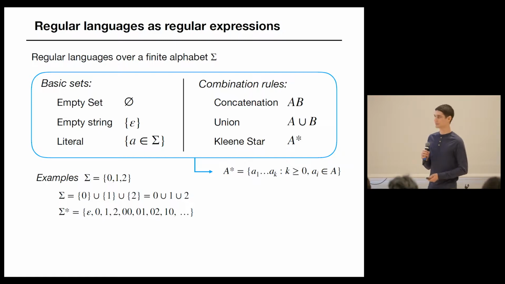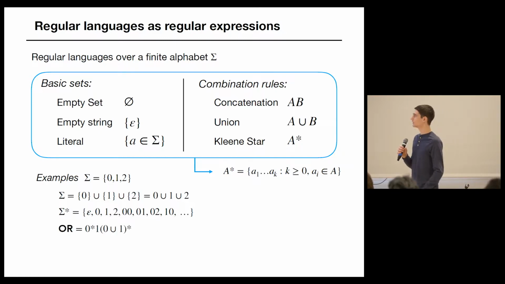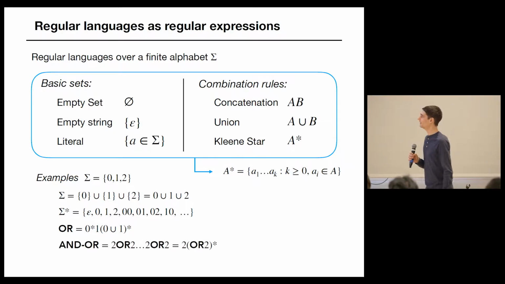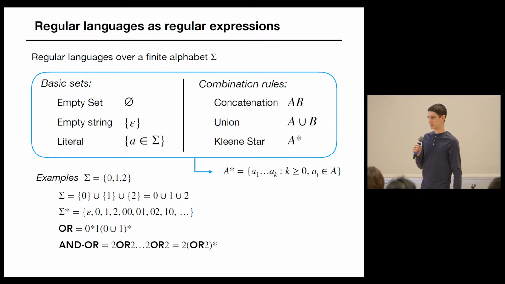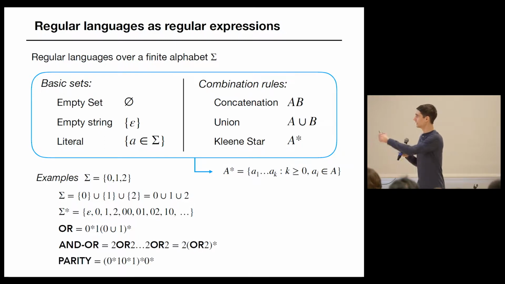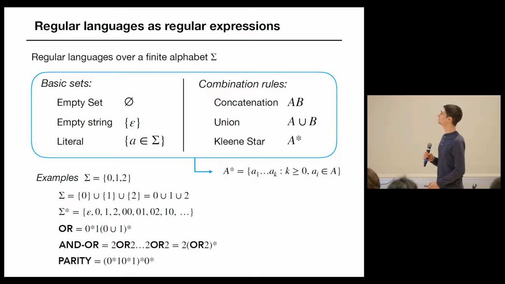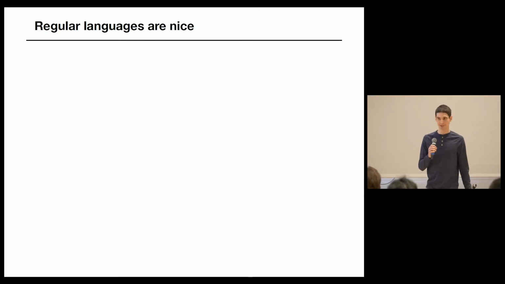Of course, you can do more complicated things as well. You can express the OR function, so you can see as many zeros as you want, but at some point you need to see a 1 for that to be in the language, and then you can see whatever else you want. Slightly more complicated is this AND-OR function. This is why we introduced this 2 here. We have 2's in our language, which sort of delimit the ORs. So between every pair of 2's, you must have a 1. This is why it corresponds to an AND of ORs, because all of the ORs must have a 1. And then finally, parity is also a regular language, the language that has an even number of ones in it.